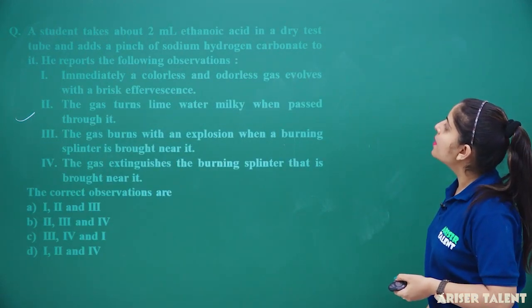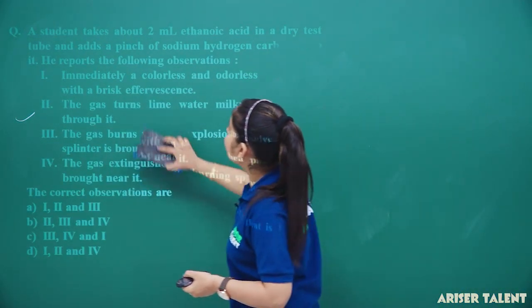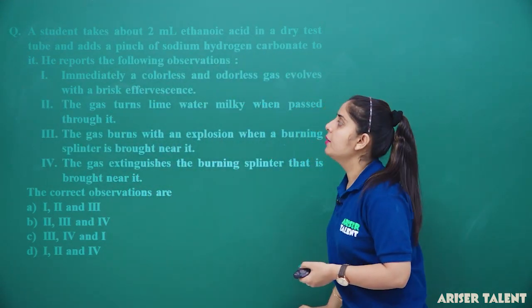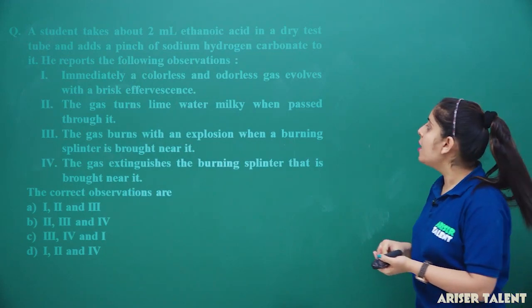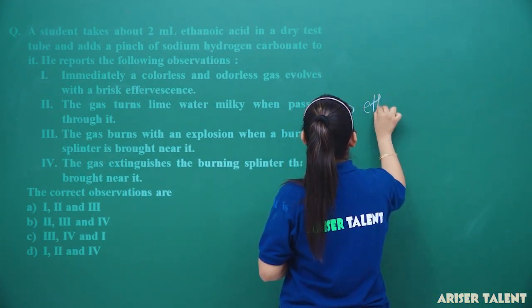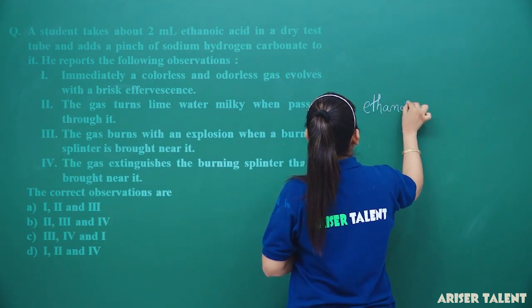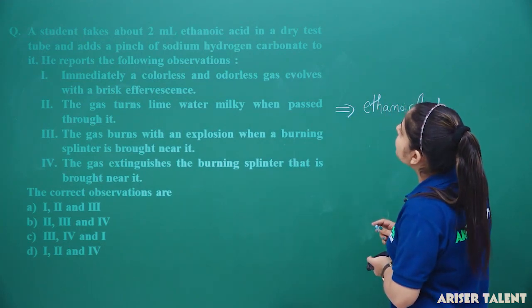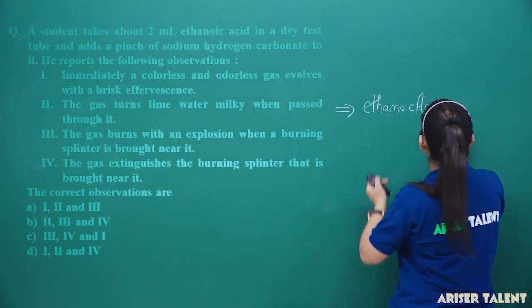A student takes about 2 ml of ethanoic acid in a dry tube and adds a pinch of sodium hydrogen carbonate to it. What will be the observations in the above case? So what we have taken is ethanoic acid. This ethanoic acid is reacting with sodium hydrogen carbonate.